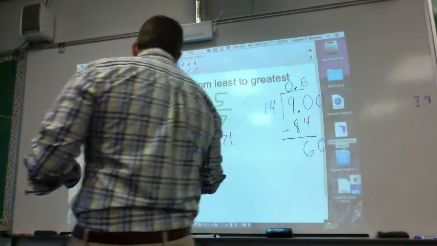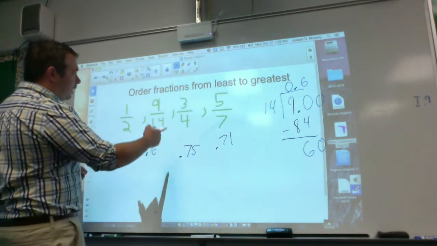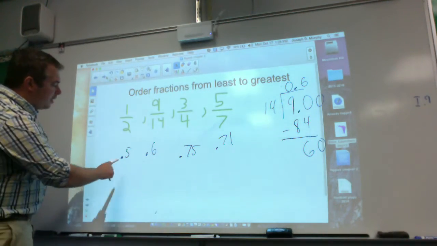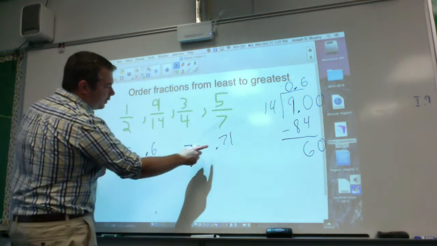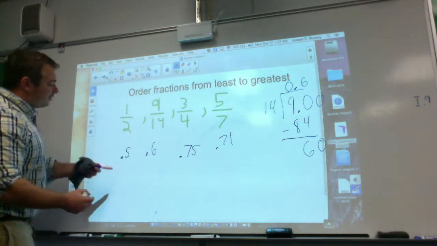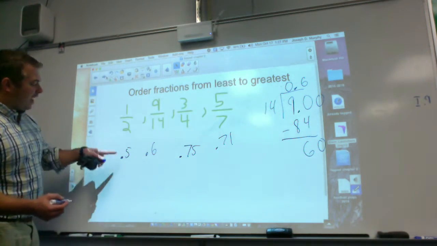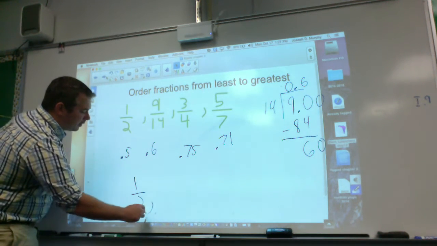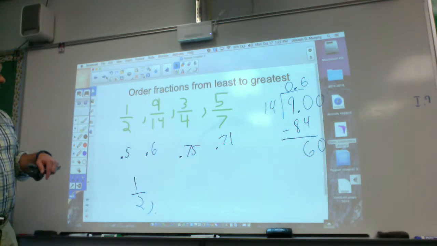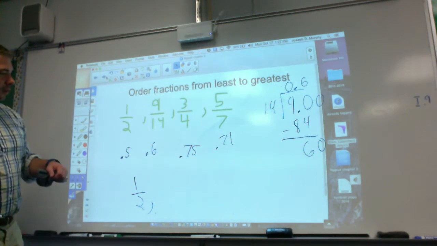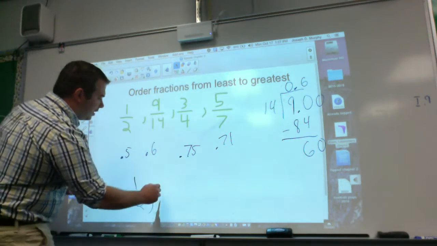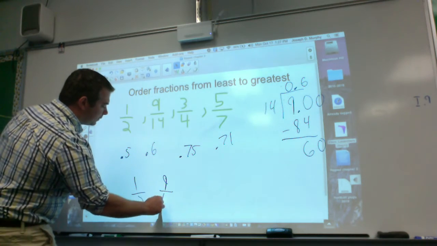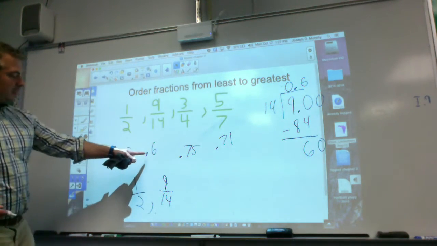All right, so this is from least to greatest, so the smallest number, look at the tenths. The 5 is the smallest tenth. So when I rewrite it from least to greatest, I have to keep it in its original form. So 1/2 is my least. Then my next least would be, well, looks like it's still in the same order, the 9/14. Okay, because 0.6 is the next lowest.